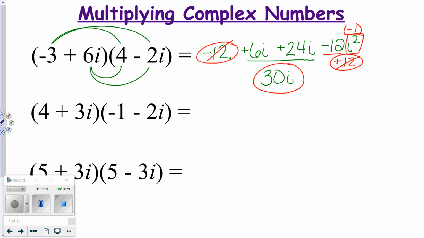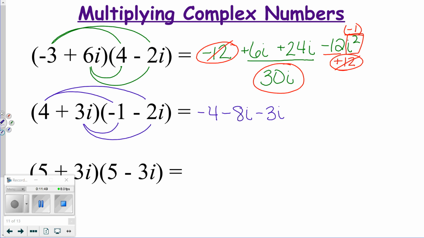Okay, let's try the next one. Again, there is no symbol in between here, so I know it is multiply. If there's a plus or a minus, I'm not going to multiply, okay? Only when there's no symbol. So we will distribute. 4 times negative 1 is negative 4. 4 times negative 2i is negative 8i. 3i times negative 1 is negative 3i. And 3i times negative 2i is negative 6i squared. I'm multiplying 3 times negative 2, and then i and i make i squared.